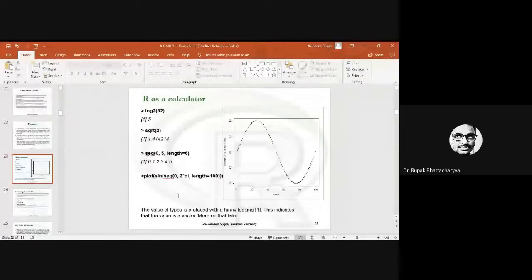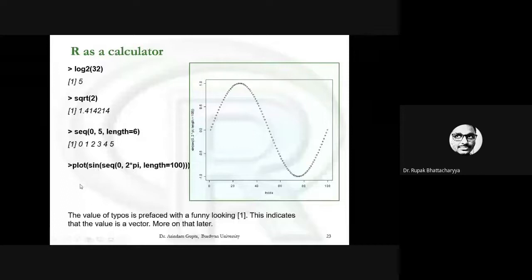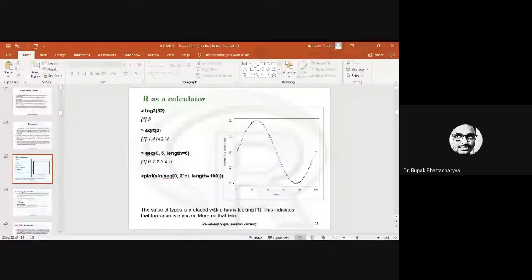Then we want to plot this sequence in R. Just type plot within brackets. Suppose the sine function of the sequence 0 to 2 pi; I want to plot the sinusoidal function, 0 to 2 pi, length equal to 100. Just type this in R and get the result.